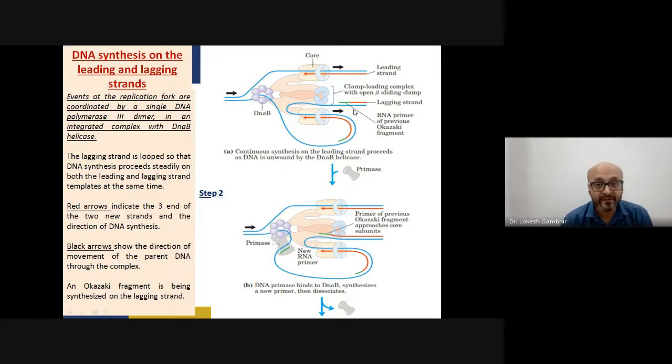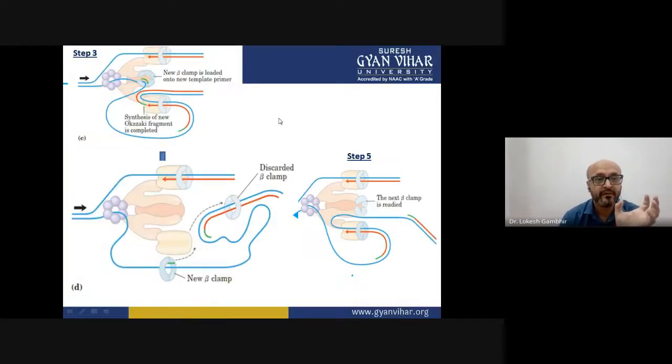Now once the short stretch is formed and the clamp is ready to move ahead, what happens? The clamp will be dissociated. This particular beta clamp will get dissociated, and it will release the loop, so that a continuous strand is formed, and it will occupy the strand which is opened up by the helicase, and now it will form a fresh loop, so that the other short stretch of Okazaki fragment can be formed.